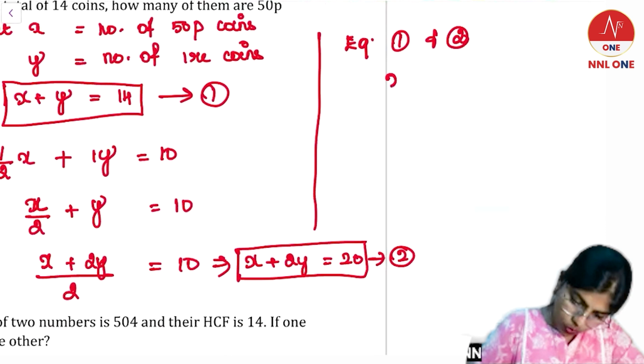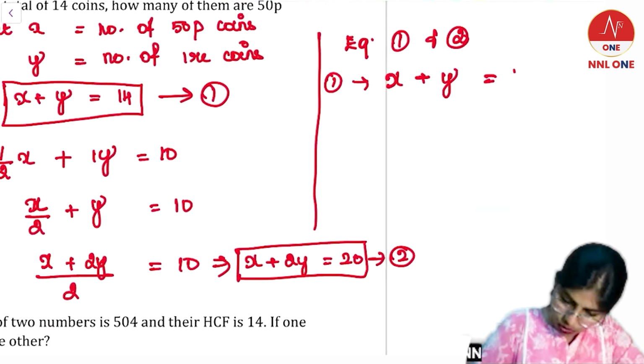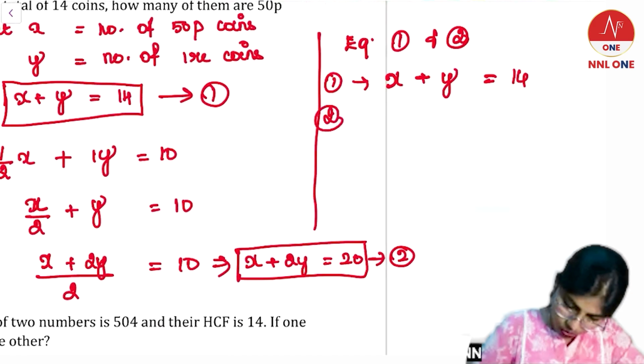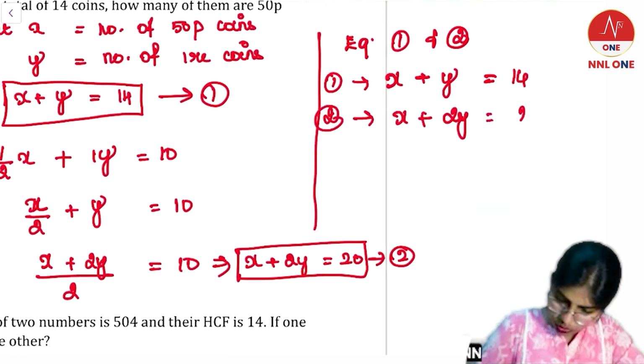What is equation 1? X plus y is equal to 14. What is equation 2? X plus 2y is equal to 20.